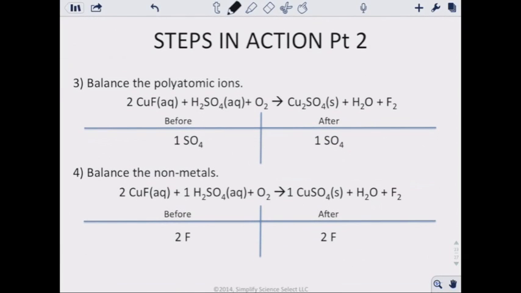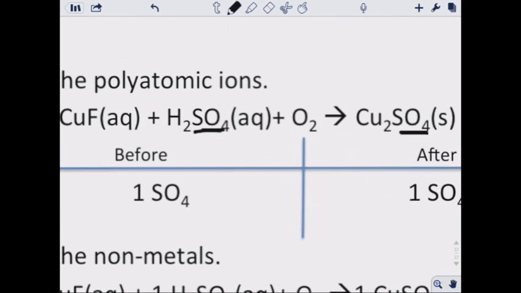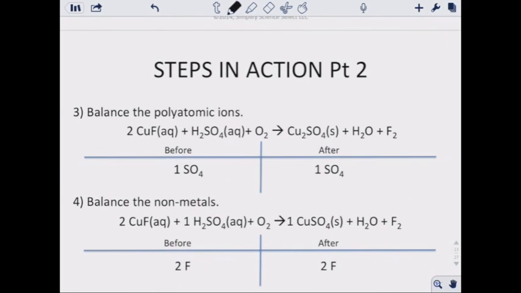The only polyatomic ion up here is sulfate, and I see that I have 1 sulfate. How do I know this? Because if I had 2 sulfates, I would have a parentheses and a 2. I don't have that, so that just means I have 1 sulfate. 1 sulfate, 1 sulfate. Hey, that works out well.